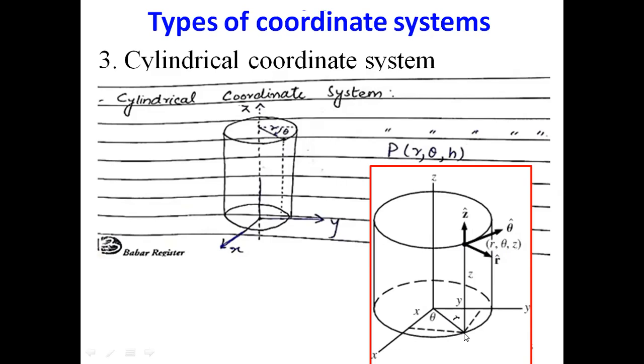So the distance of the projection of the point and the origin is r, and the angle which this line r is making with x-axis, it is theta, and z is the distance of the point from the xy plane. So here we would have the coordinates r, theta, and z.